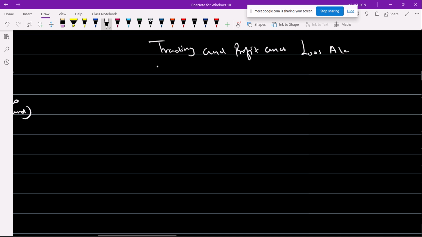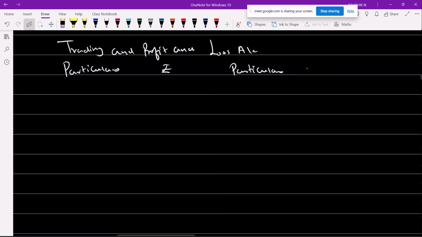Okay, this will be a heading. Particulars, amount in terms of rupees, particulars, amount in terms of rupees. You'll be closing the heading in such a way: trading and profit and loss account for the year ended. This side will be a debit side, this side will be a credit side.